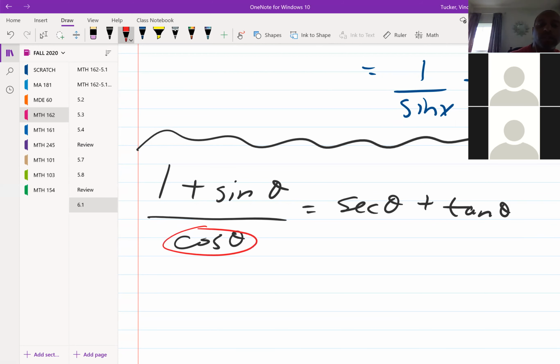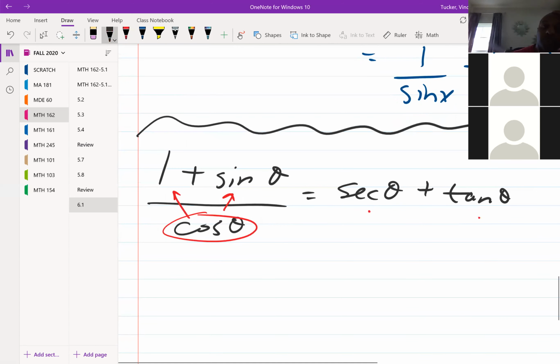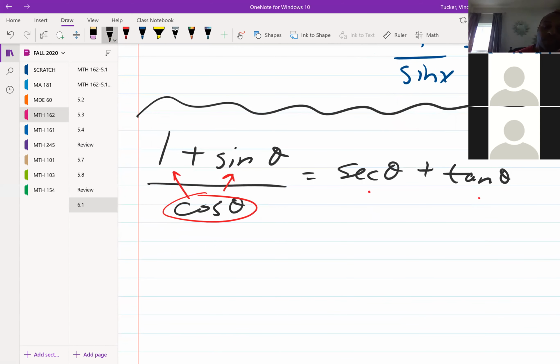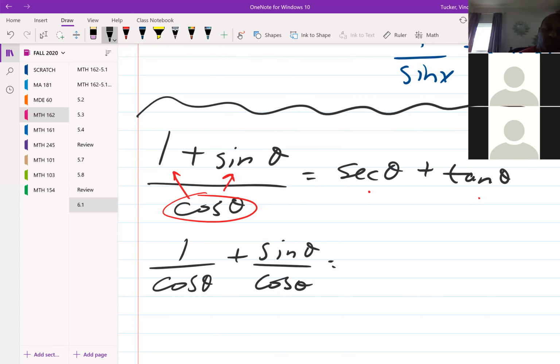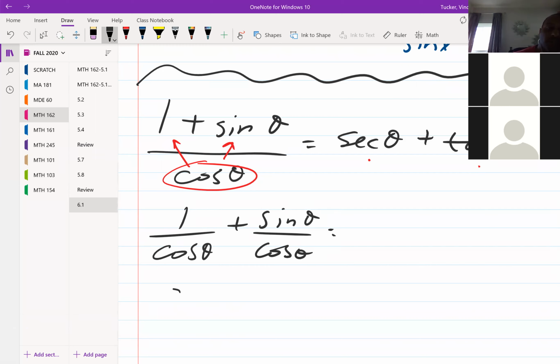So here, this cosine, if I want to break up the fraction, notice we have 2 separate terms. So if I'm looking to break up this fraction, I can apply that cosine to each term in the numerator. So that would be 1 over cosine plus sine over cosine. Then using your identities, 1 over cosine is secant, sine over cosine is tangent.